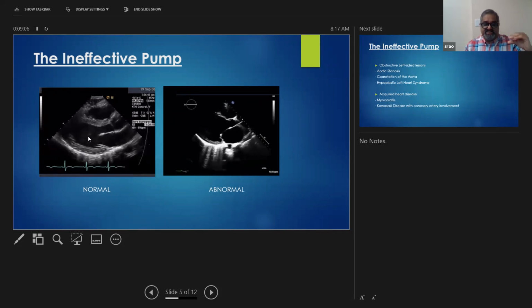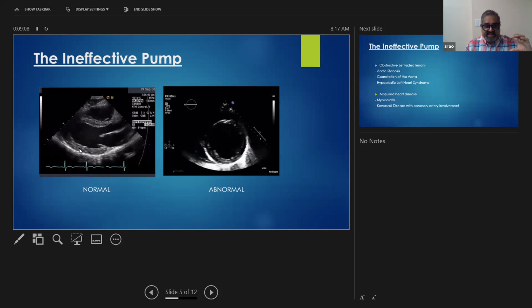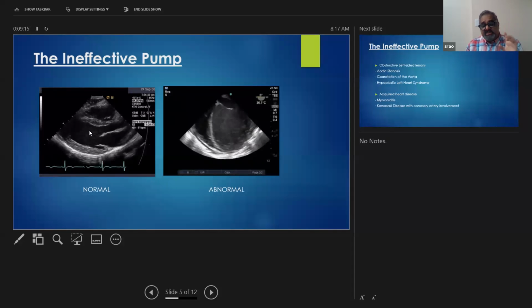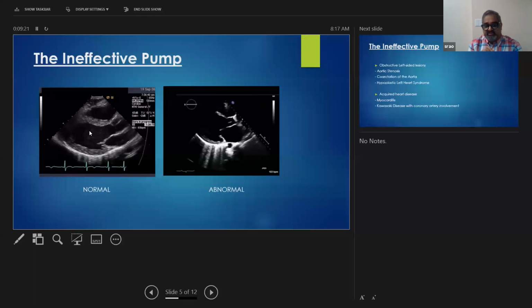Whatever distance this is in diastole, it's going to be larger. And then when you have systole, this dimension is going to be shorter. The difference between the two as a percentage we call fractional shortening. Oftentimes you'll see us refer to that on echo reports as fractional shortening.